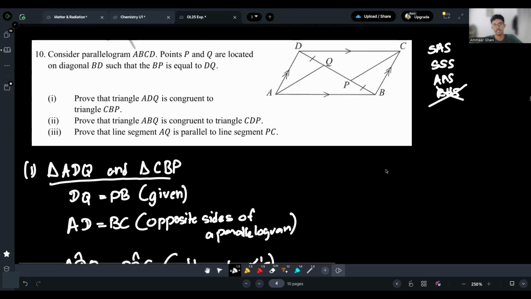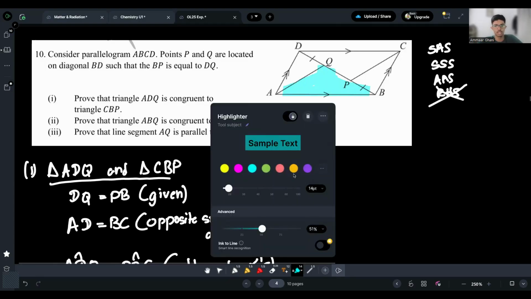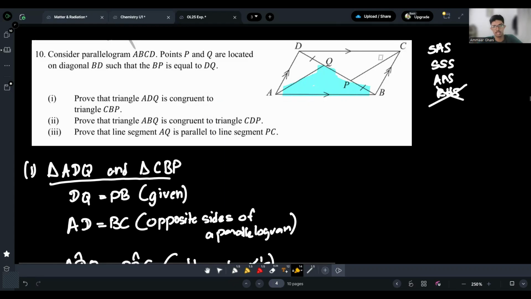Okay, so next, prove triangle ABQ, which is this one, is congruent to triangle CDP. CDP is this triangle.